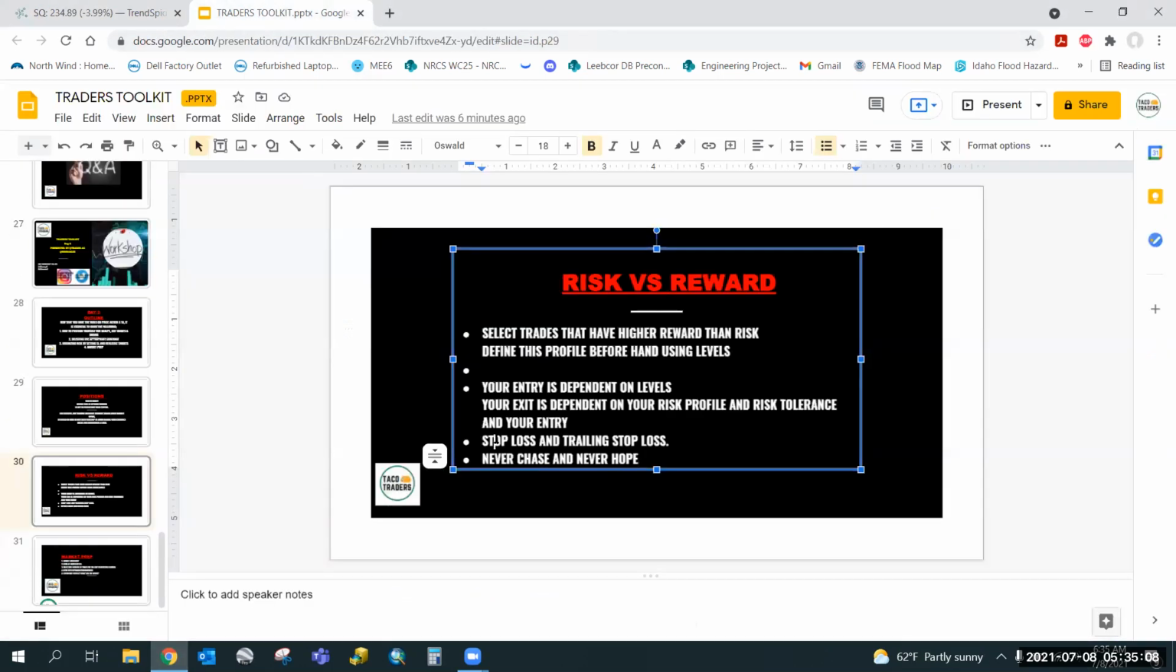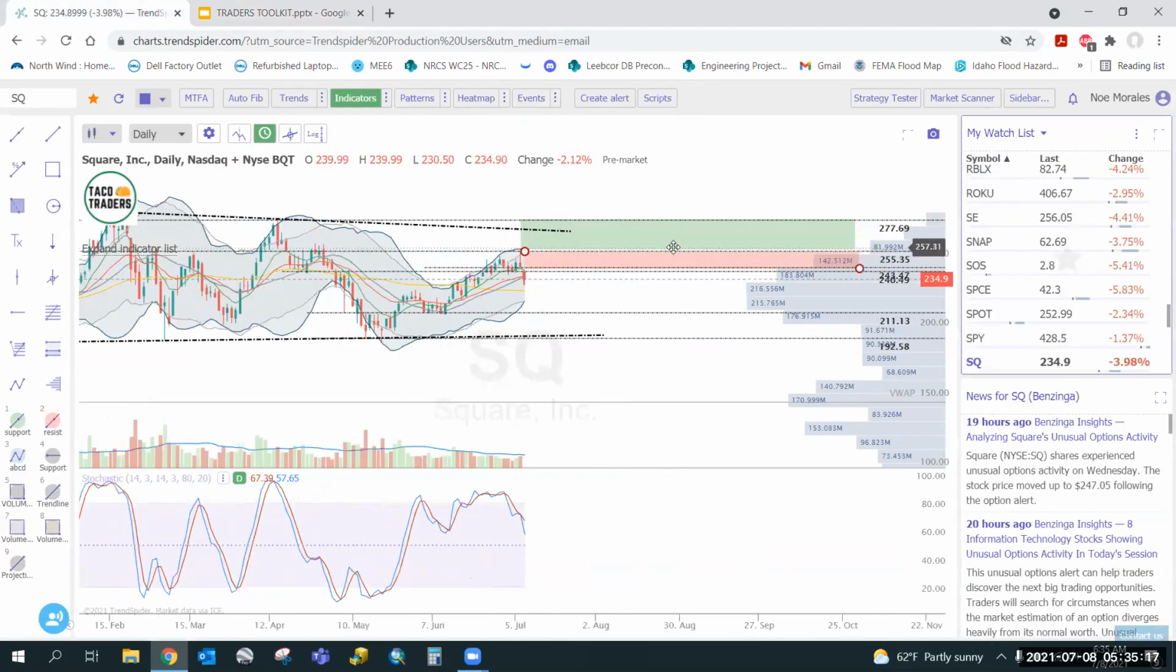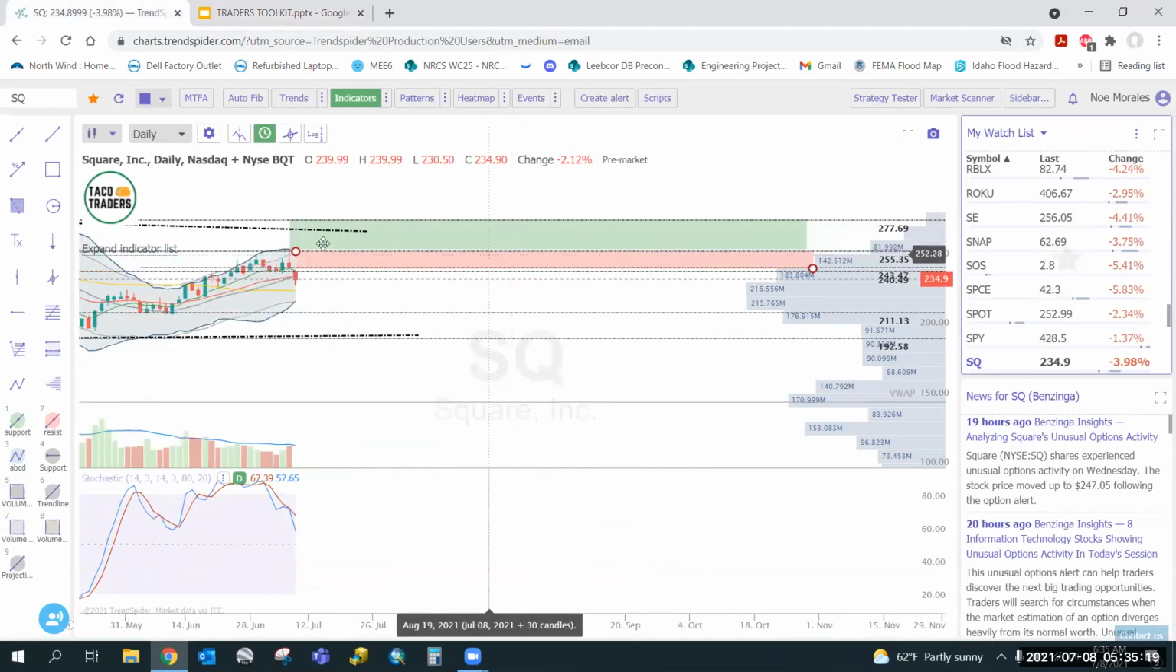Sorry. Okay. So essentially, now your exit is going to be, let's say you enter Square, right? And in this case, it hit your stop loss, right? Hopefully you didn't swing Square calls. But if you did, it's okay.